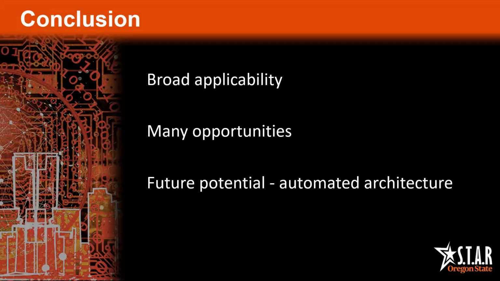Machine learning has rapidly become a powerful tool in architecture, with established applicability to design, optimization, simulation, and more. Notably, machine learning has already been successfully applied to many components, including the core, cache, NOC, and memory, with performance often surpassing prior state-of-the-art strategies. These advancements are likely just the beginning of a revolutionary shift in architecture.